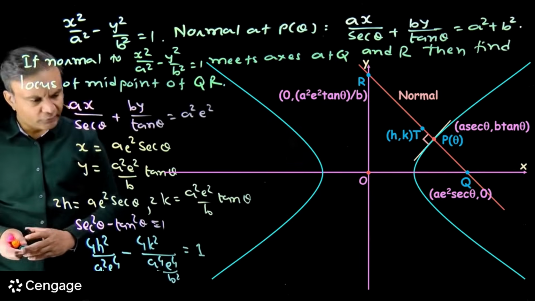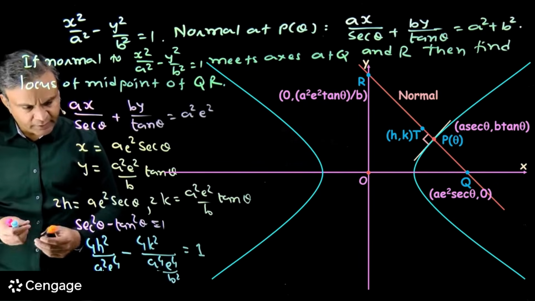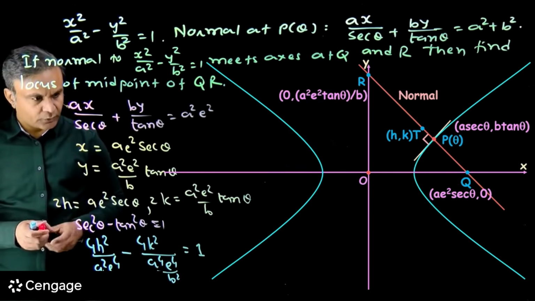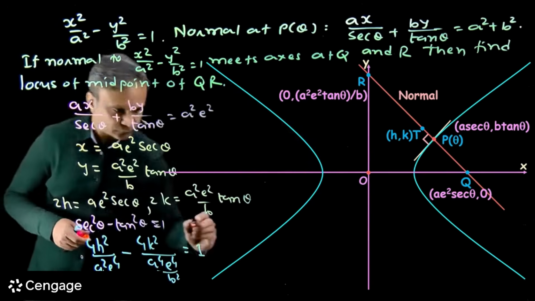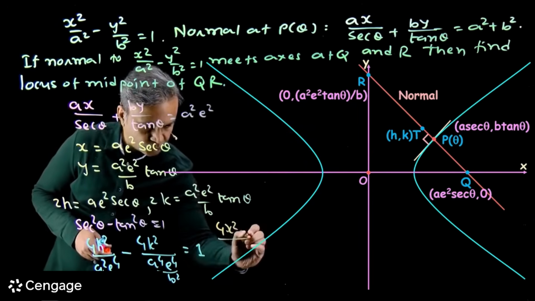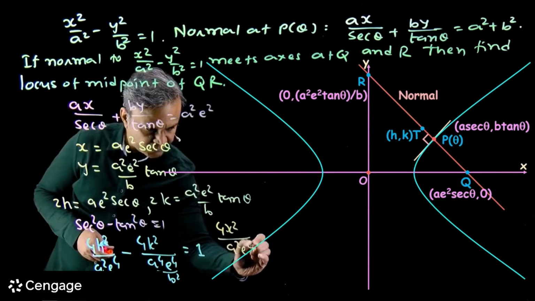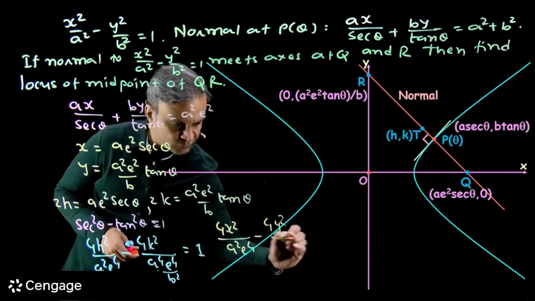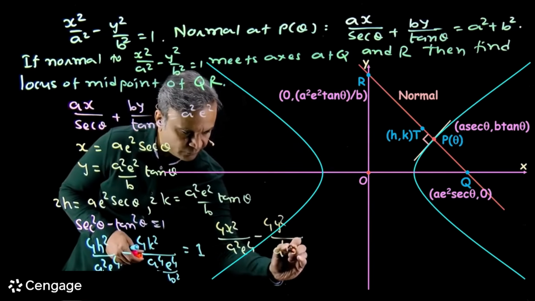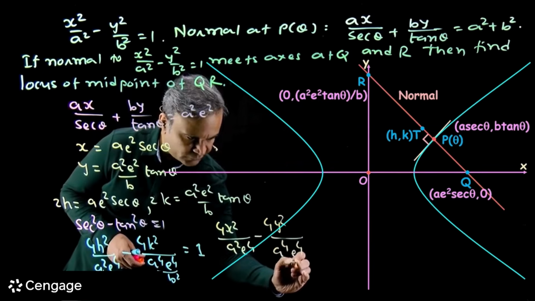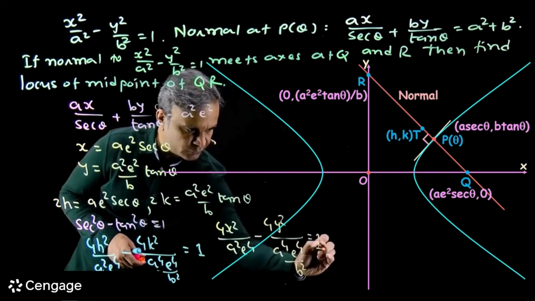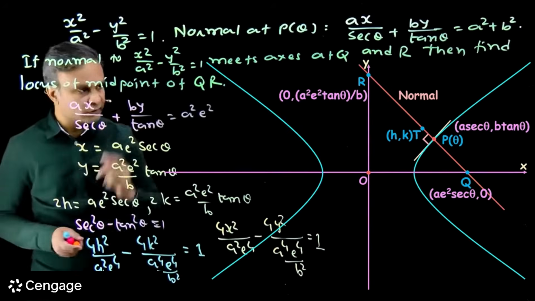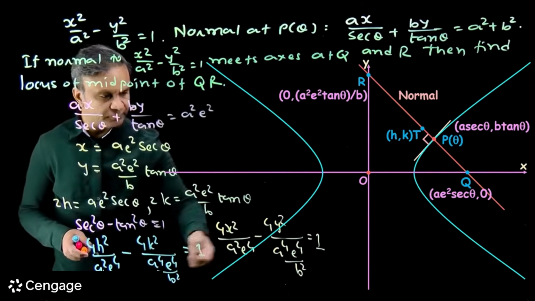Okay. Now replace h and k by x and y. We get equation of locus as 4x square over a square e power 4 minus 4y square over a power 4 e power 4 divided by b square is equal to 1. This is equation of locus of point T, which is midpoint of QR. Okay. And this equation represents hyperbola.